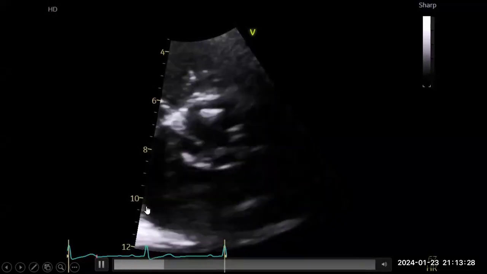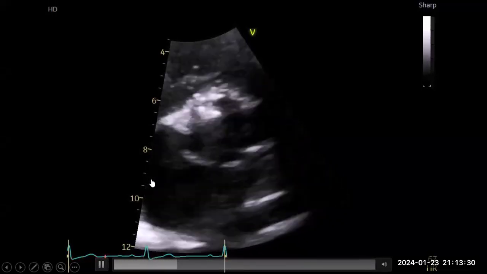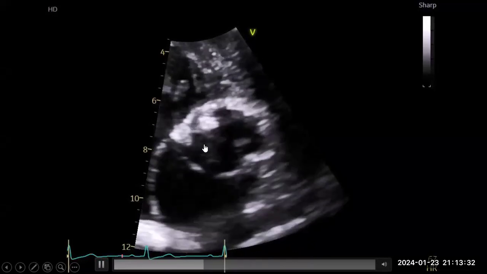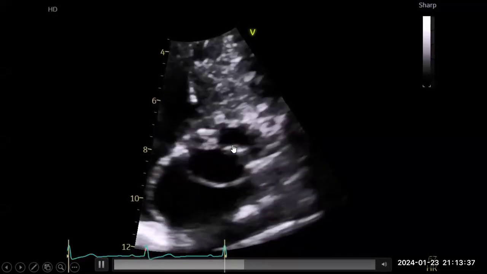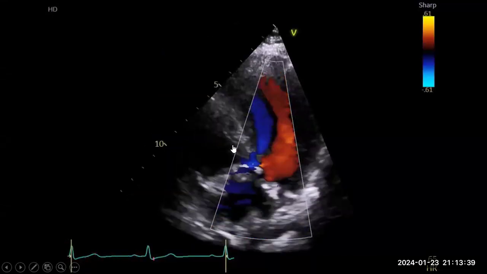This is the interatrial septum. So what you have near to it is the non-coronary cusp. And this is the left and this is the right. So it's right and left together. So this is the next. What do you see here?